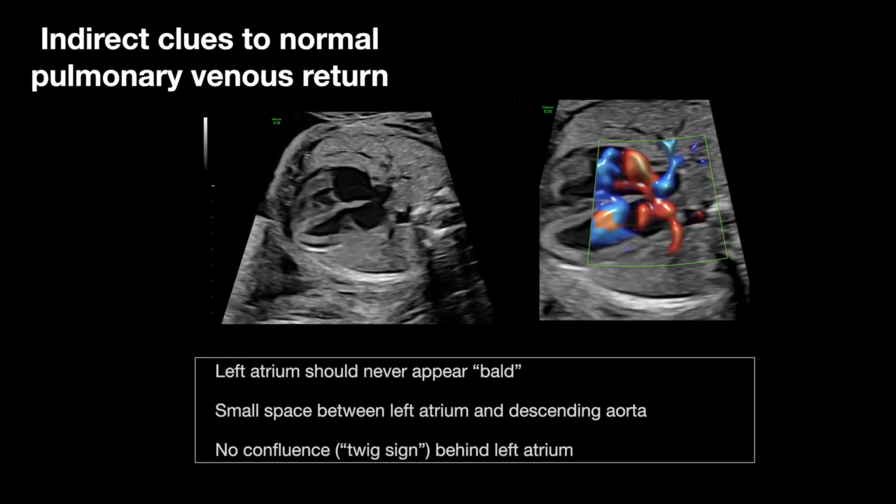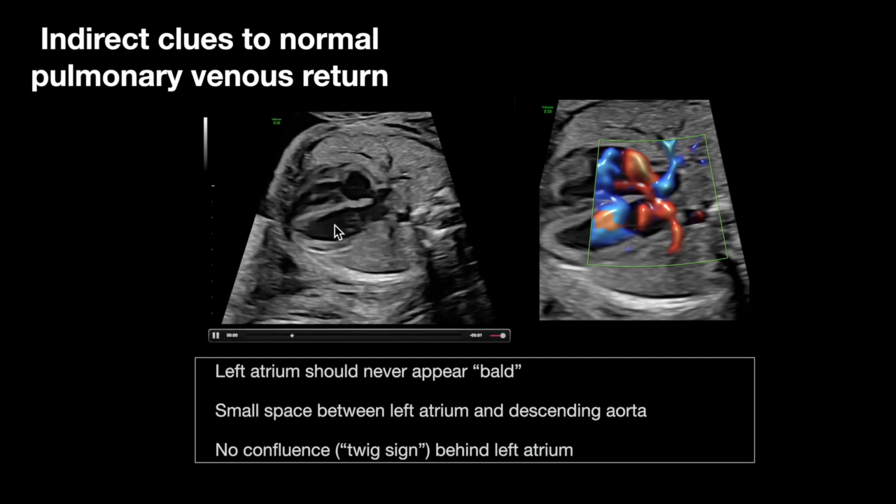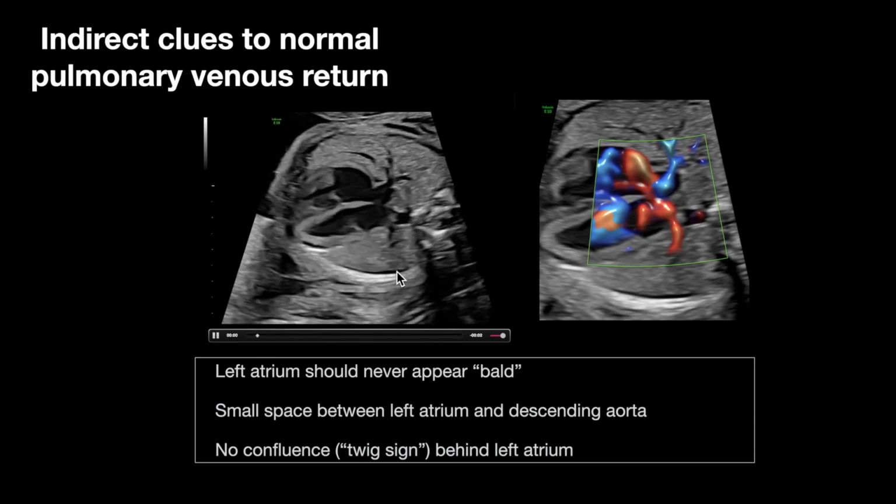So in my experience, I really find that the 2D features of looking at the pulmonary veins have been most helpful for me to pick up abnormalities. I think the color and the Doppler are really good adjuncts, but for me, the 2D is the key. So I'm always really focused on looking at the left atrium in this area behind the heart. So when you're looking at the left atrium, keep in mind it shouldn't appear bald or small. The pulmonary veins should be going into it and may make indentations. There should be a small space in between the left atrium and the descending aorta. There should be no room for any confluence or what they've called a twig sign back there where your pulmonary veins might be draining into.